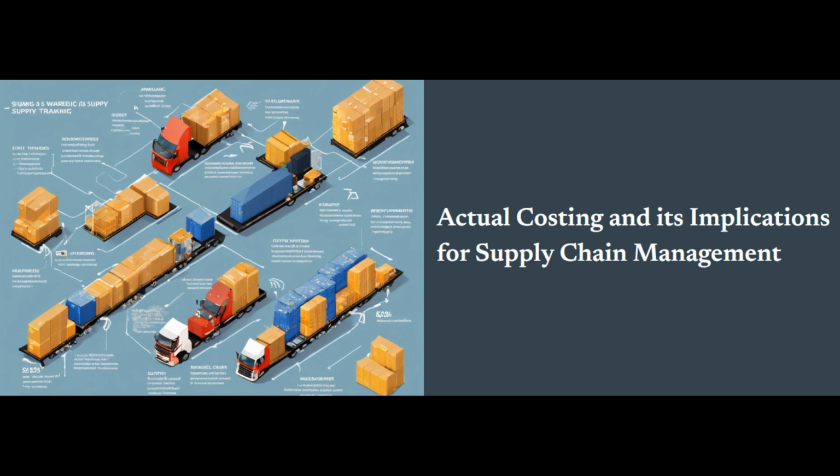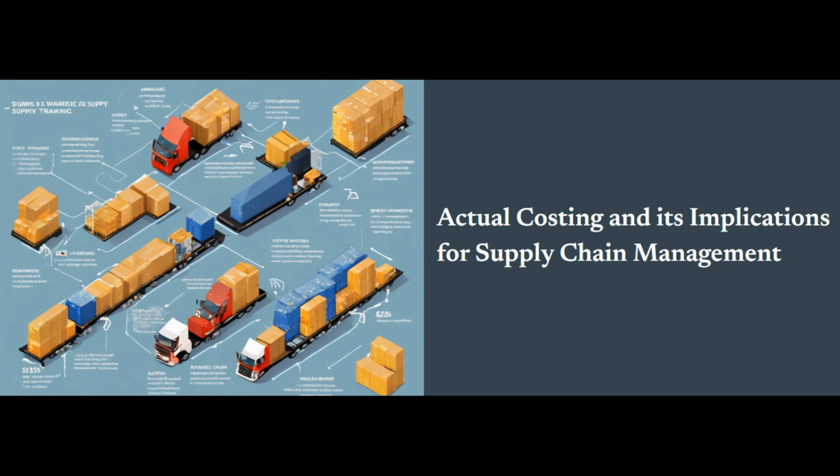Integrate actual costing with supply chain software and systems. Ensure that the actual costing data is seamlessly integrated with the organization's supply chain management software, such as enterprise resource planning systems, transportation management systems, and warehouse management systems. This integration allows for the real-time tracking and analysis of supply chain costs. Develop supplier evaluation and selection processes. Leverage actual costing data to evaluate and select suppliers based on a comprehensive understanding of the total cost of ownership, including not only the direct cost of materials or services, but also the indirect costs associated with each supplier relationship.